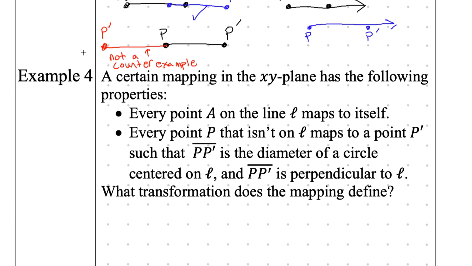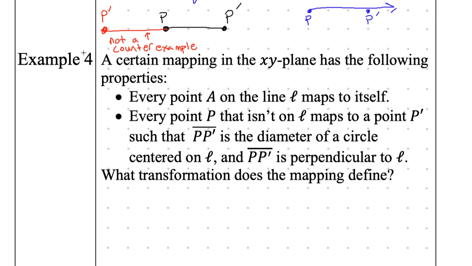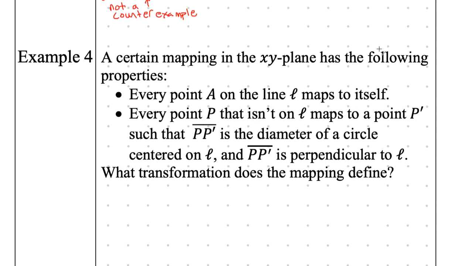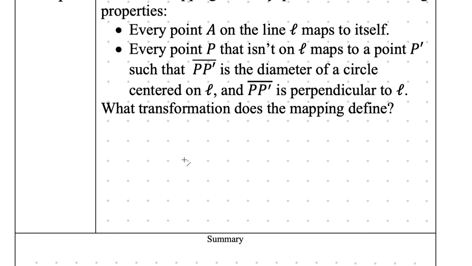Let's draw out what's going on. So, we have a line L. It's defined up here. Let's go ahead and make a line L. Okay, so I have a line L. I'll go ahead and label it. That's line L. Every point A on the line maps to itself. So if I have a point here, A, it maps to point A prime. Those are the same points.